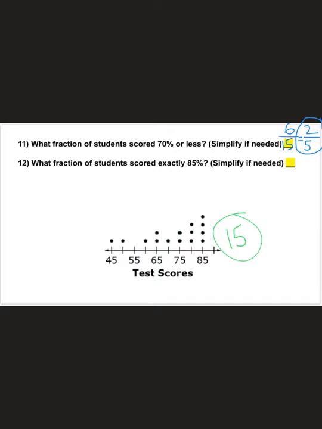And then 12 says, what fraction of students scored exactly 85%? So we just go to 85 and count our points. 1, 2, 3, 4. So 4 out of our total of 15 scored exactly 85%. And that cannot be simplified. So 4/15 would be your final answer.